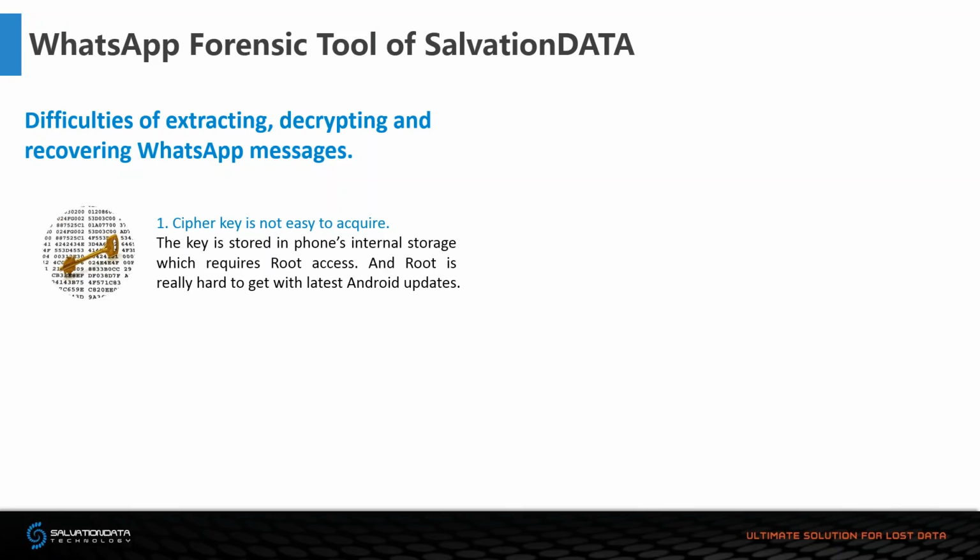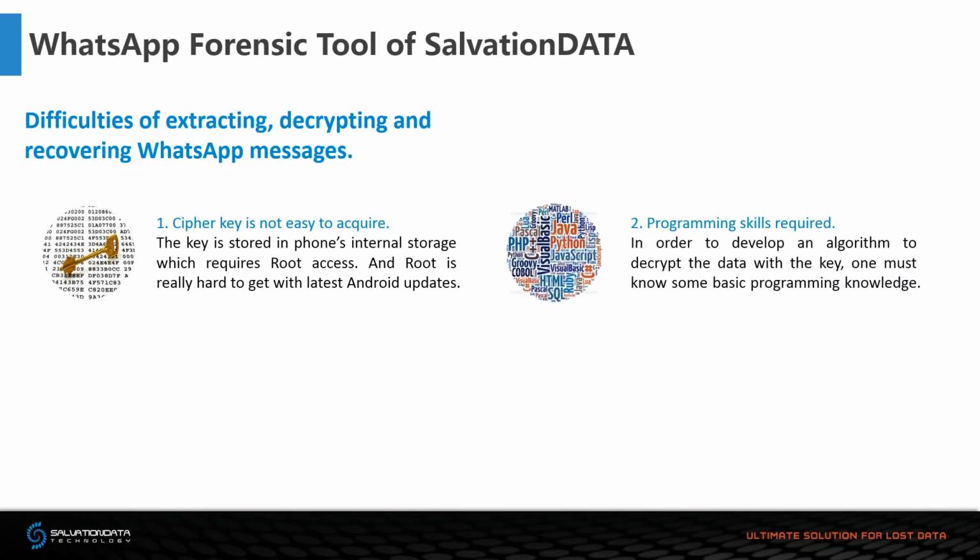First, the cipher key is not easy to acquire. The key is stored in the phone's internal storage, which requires root access, and root is really hard to get with the latest Android updates. Programming skills required. In order to develop an algorithm to decrypt the data with the key, one must know some basic programming knowledge. If not, you still won't be able to decrypt the database file even when you have the cipher key.